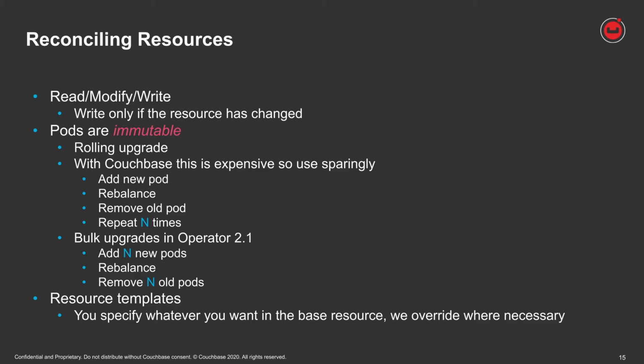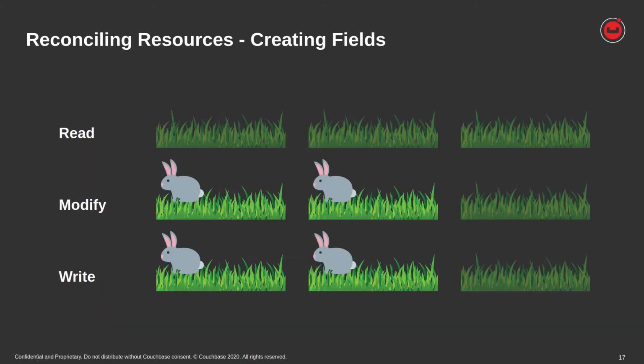So I hinted that reconciling things like services was a simple read, modify, write. Well, it's never quite that simple. So let's have a little delve into the inner workings of how this is achieved. Now, within an object, within a resource or whatever, within a specification, you have a set of fields, and this is what I'm depicting in this slide here. So initially, and you'll get used to this bunny terminology as we go through, initially, there are no fields filled in because the resource doesn't actually exist.